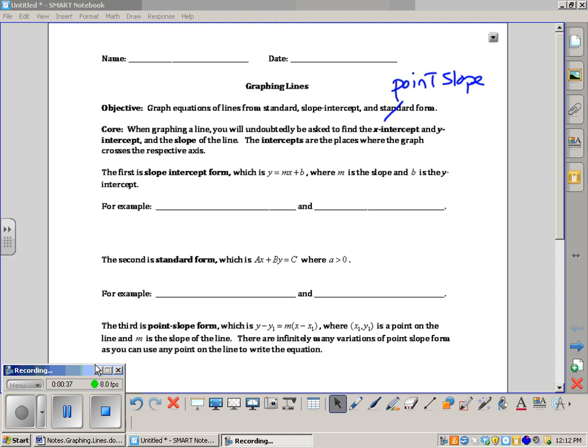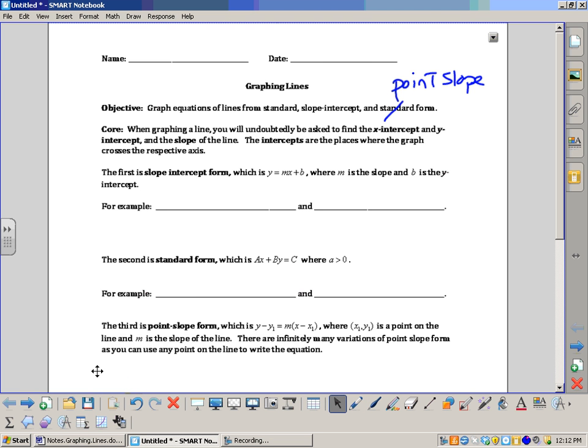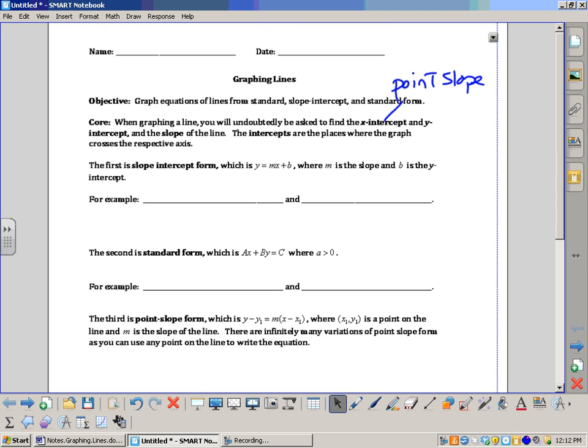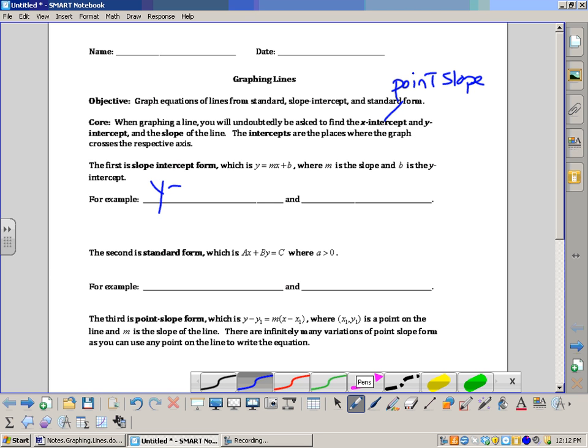So just as a quick review of the forms, or maybe it isn't a review for you, the first is y equals mx plus b. m is the slope, b is the y-intercept, such as 10x minus 1 or negative 10x plus 1.